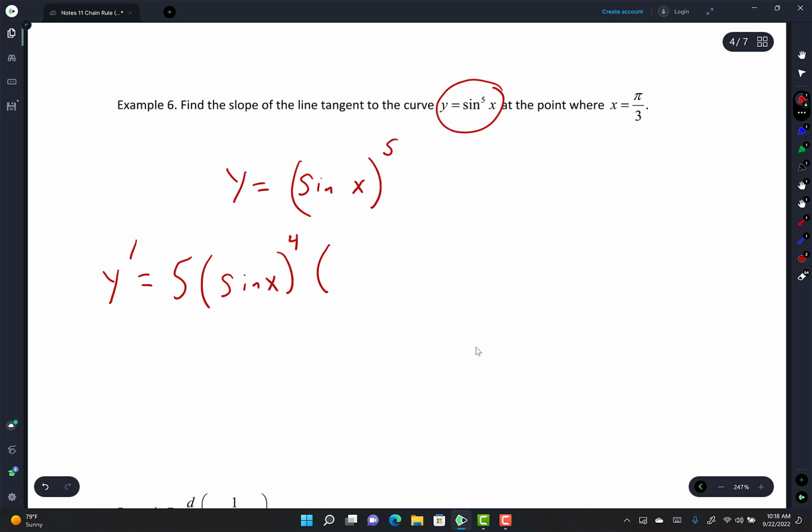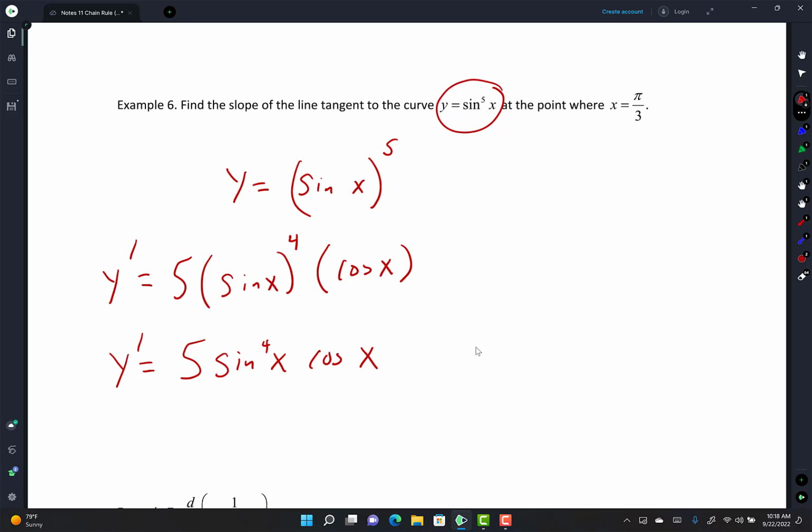Now times the derivative of the inside. What's the derivative of the inside? There it is. Now I'm going to rewrite it. I'm going to write it like this. Y prime equals 5 sine, put a 4 after that, x cosine x. That was the calculus part. Now comes the pre-cal part. Just plugging in pi over 3. I don't know, maybe this one's better because you can see it's the sine of pi over 3 raised to the 4th power. So, I mean, it means the same thing, but whatever.